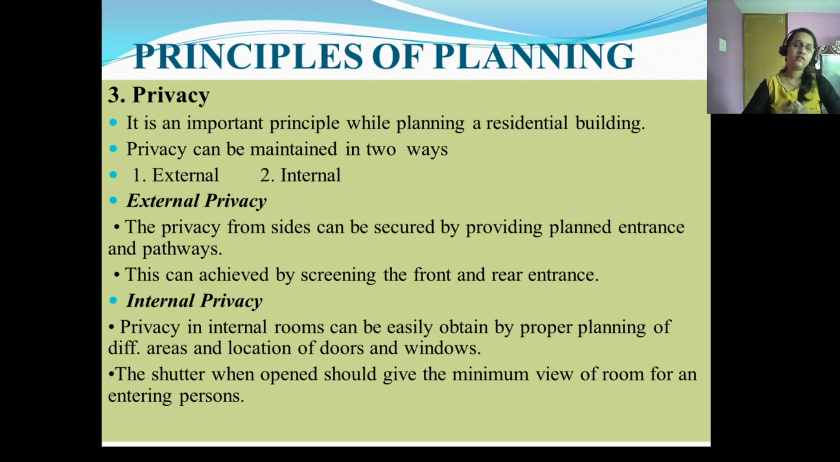Okay, coming to privacy, it is one of the important principles while planning a residential building. We have two kinds of privacy: external privacy and internal privacy. The privacy from the sides can be secured by providing planned entrances and paths, which we can do by screening the front and the rear entrances. Internal privacy can be easily obtained by proper planning of different areas and by location of doors and windows. The shutters, when opened, should give minimum view of the room to persons entering.